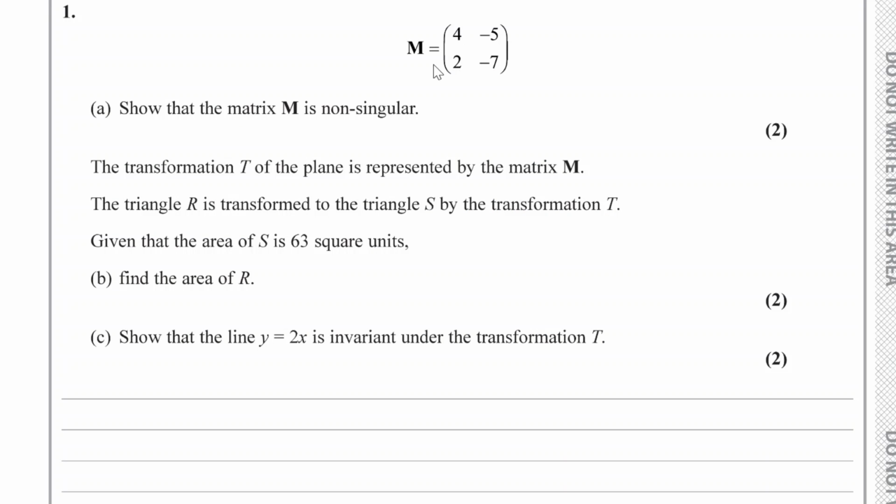Question 1. We've got this matrix M, 4, -5, 2, -7. For part A, we have to show that the matrix M is non-singular. Well, if the determinant of this matrix M equals 0, then the matrix is singular. If it doesn't equal 0, the matrix is non-singular. So for part A, what we need to do is find out the determinant of M.